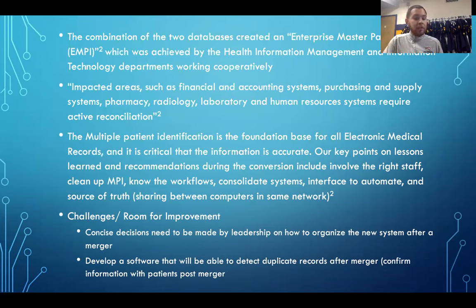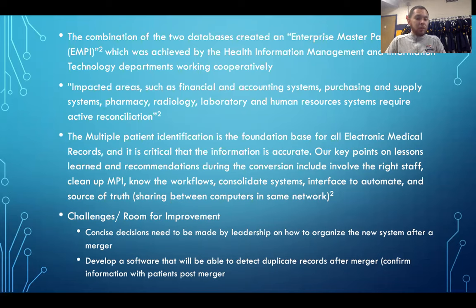So the challenges that they identified when they did this, and maybe room for improvement, is more concise decisions need to be made by leadership on how to organize the new system after merge. So you have to have correct leadership in order to make this flow smoothly and to get everything that you need to get accomplished.